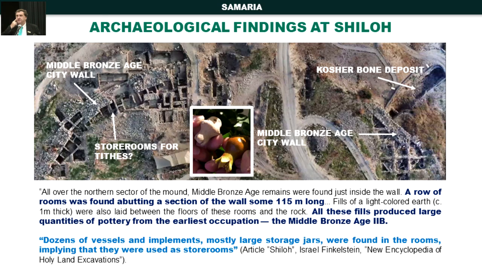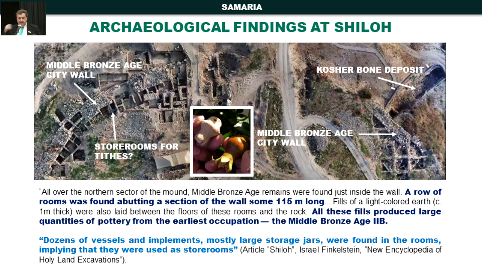Now, there have been some very interesting finds at Shiloh. A thick city wall surrounded Shiloh and was built in the Middle Bronze Age. On the inside of the northwest side of this wall, for over 100 metres, a series of storerooms were found. Current excavator Scott Stripling believes that these were storerooms for the tithes that the Israelites prepared for the tabernacle. As noted by Finkelstein, the bulk of the pottery found in these storerooms dates from the Middle Bronze Age, not the Late Bronze, when Stripling dates the Exodus.